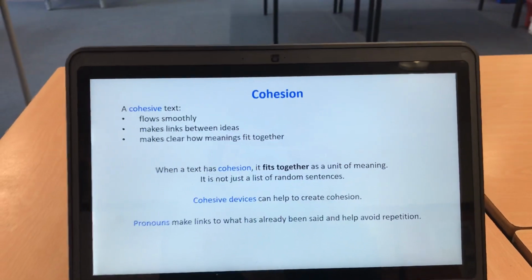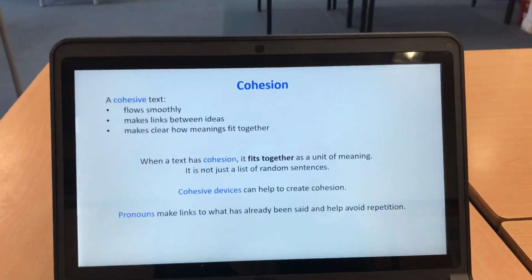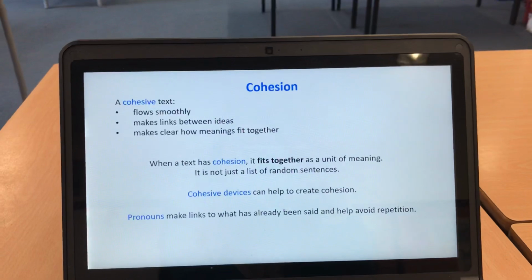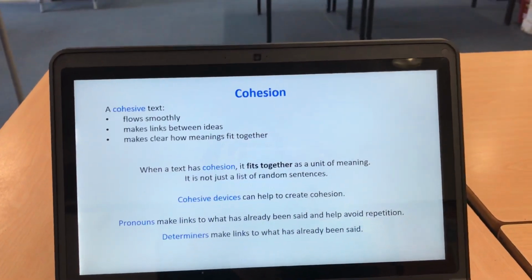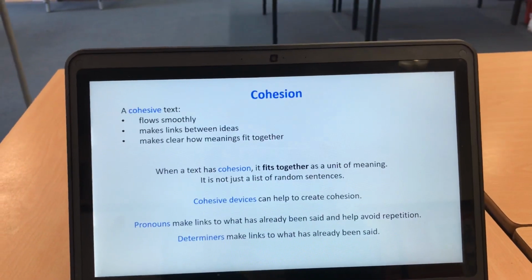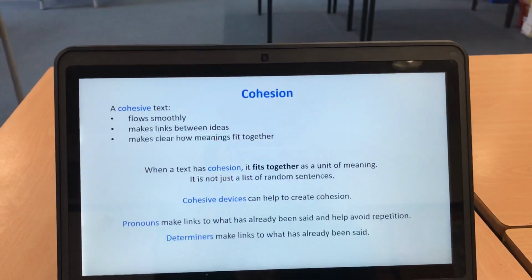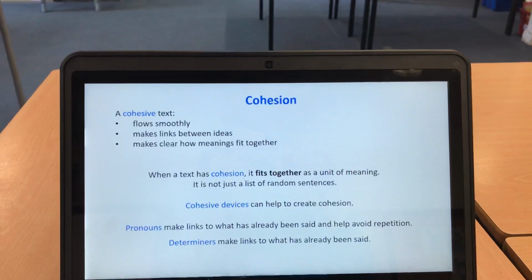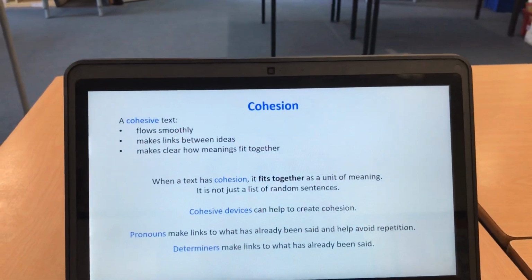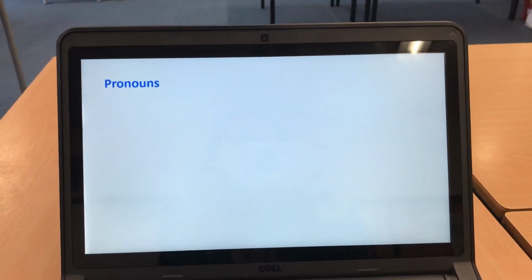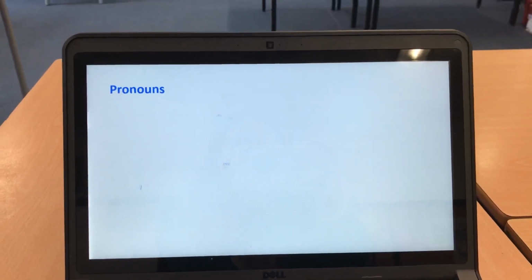So pronouns, one of the ones we're going to be looking at today, make links to what has already been said and help avoid repetition. And determiners make links to what has already been said as well. So they're both really good cohesive devices to use, and they're the sort of thing we use all the time without realising or really thinking what they are. So we're going to look at pronouns first of all.